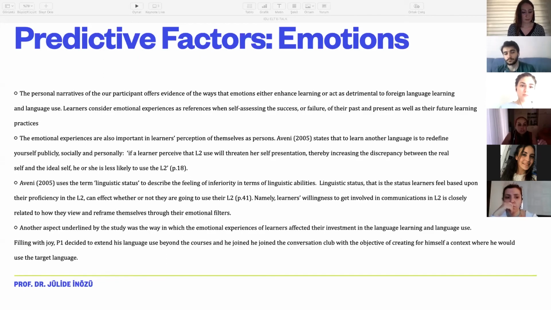And in my very limited time, I would like to take your attention to the concept of linguistic status by Aveni. Aveni says linguistic status, that is a status learners feel based upon their proficiency in L2, is very important because this linguistic status is very important in deciding if I am going to continue with my language work, if I'm going to use it in my communications, or if I'm going to use my emotional filters and keep myself in my comfort zone, in my safe area. So this is very important.